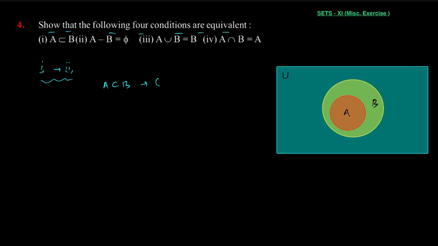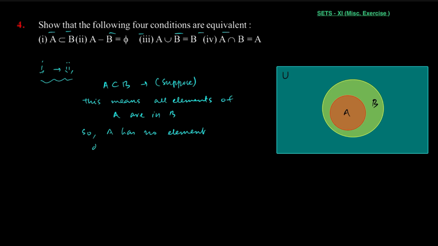Now suppose we have taken this very condition that A is a subset of set B. This means that all elements of set A are in set B. So set A has no element different from set B. This implies that A minus B will obviously be equal to an empty set.